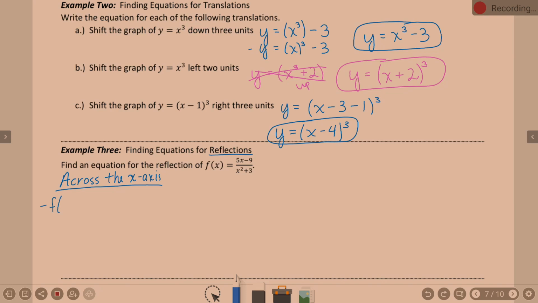Now, negative f of x means you're going to take a negative, and usually how I show it, the first step is I put a negative out front, and then the whole equation in parentheses. In this case, that equation is a fraction. So when it's negative f of x, you take the negative and distribute it into the whole equation. Now, with it being a fraction, how do we multiply a fraction by a negative?